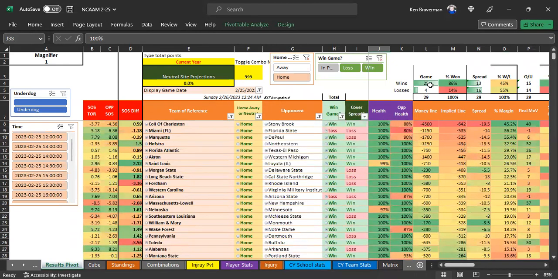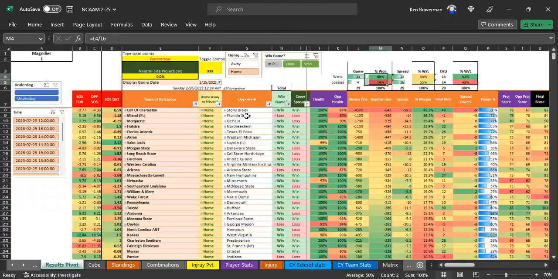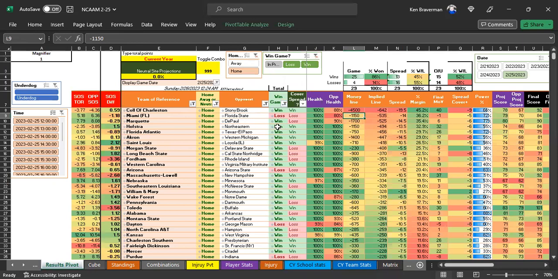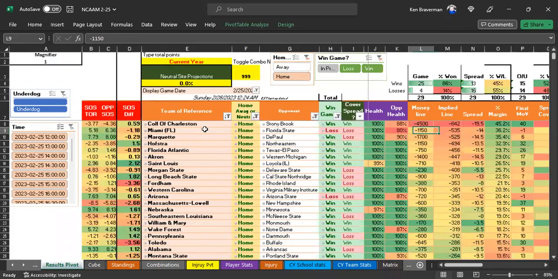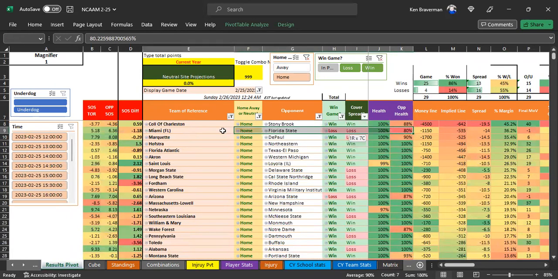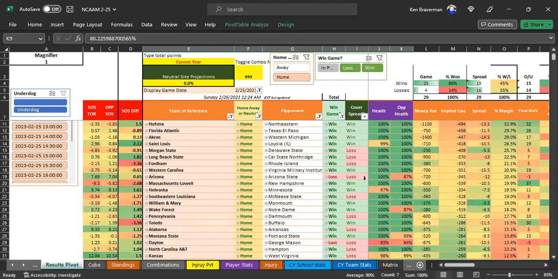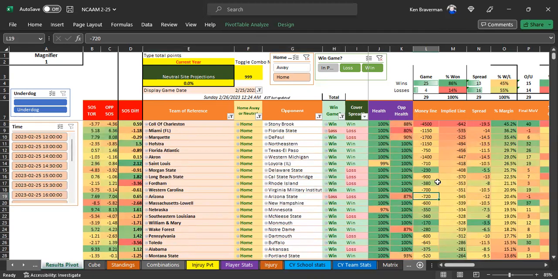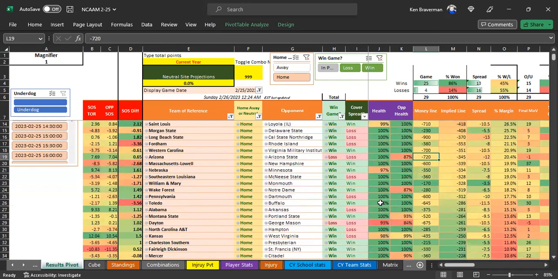Okay. Now we're 25-4, right? At 86%. What did we lose? Crazy game where Florida State comes back at Lord knows what line to beat Miami. All right, you're probably not going to get that one. That's nuts. Arizona also lost a super close one late, also totally unexpected at a -720. So you can see that you do have some really, really big upsets today.